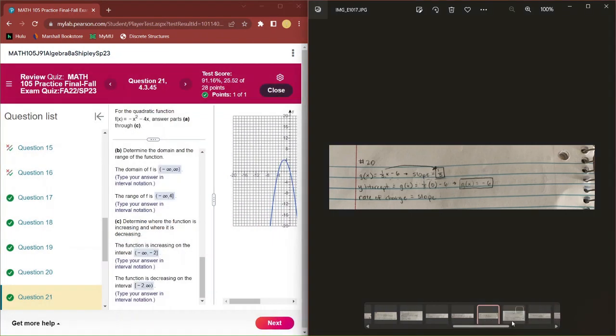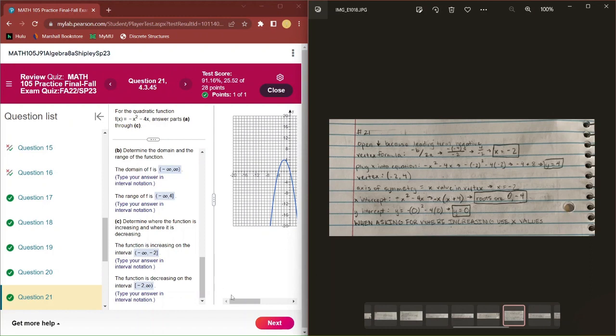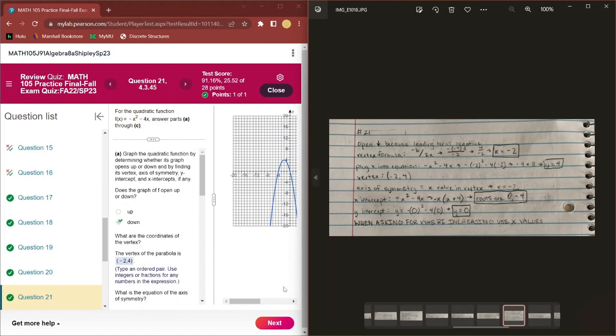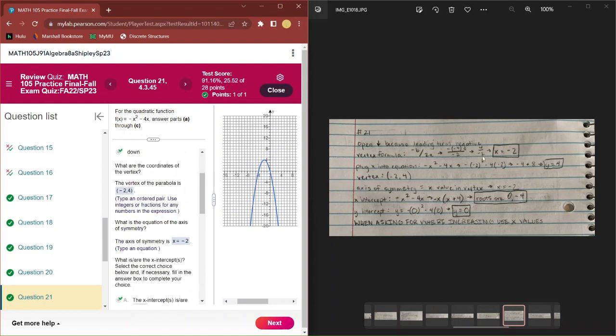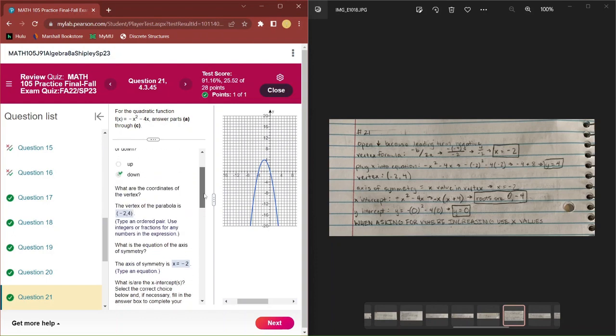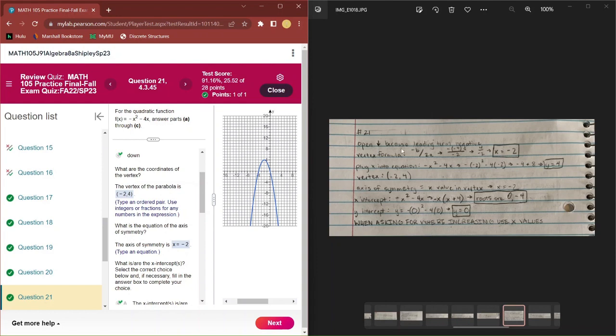All right, question 21. This is a big one. Since the leading coefficient is negative, it's automatically down. And the vertex formula is negative b over 2a. So you plug in -4 and -1 to get this. This work is here. And then to find the y, plug the x value back into the negative x squared minus 4x, and you get y equals 4. And that's the vertex.